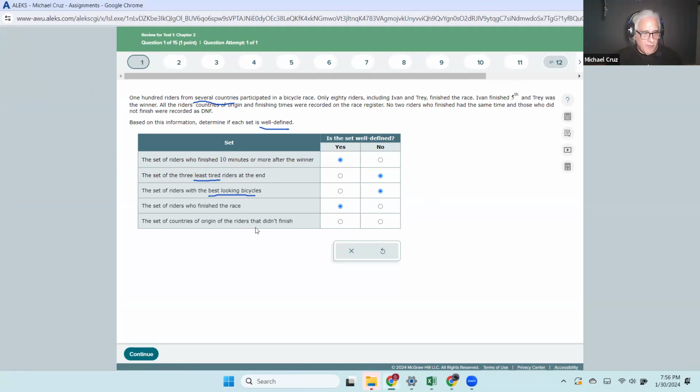The set of countries of origin of the riders that didn't finish. See, they've got that up here. Yes, several countries. So it's well defined. They give the countries of origin and finishing times. The riders who did not finish were marked DNF, so we know all the DNFs and their countries of origin. So yes.